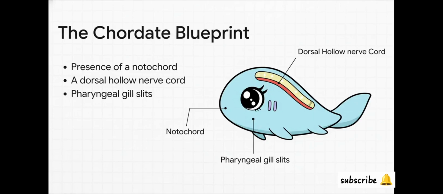First, a notochord, which is this flexible support rod. Second, a dorsal hollow nerve cord. That's our future brain and spinal cord. And third, pharyngeal gill slits. In fish, those become gills, but in us, they develop into parts of our ears and jaw.